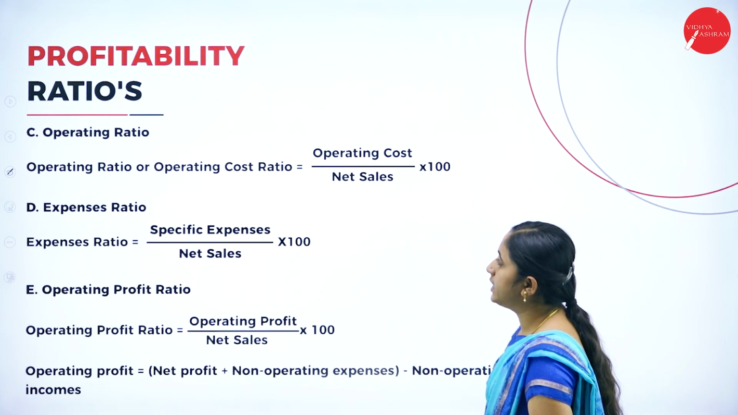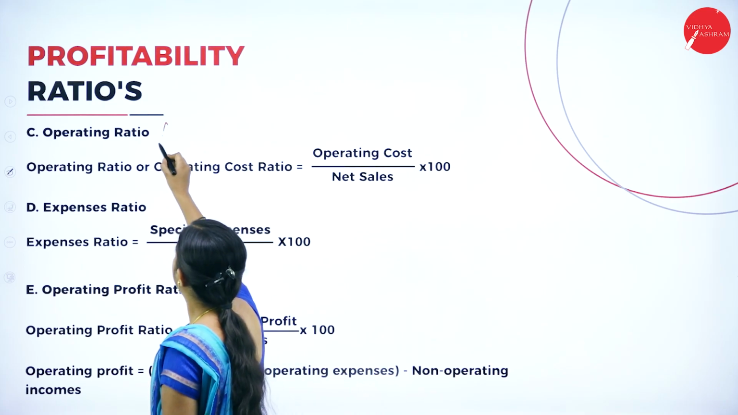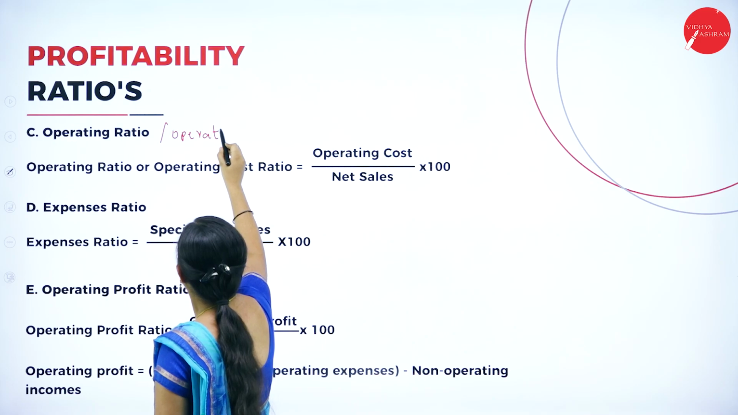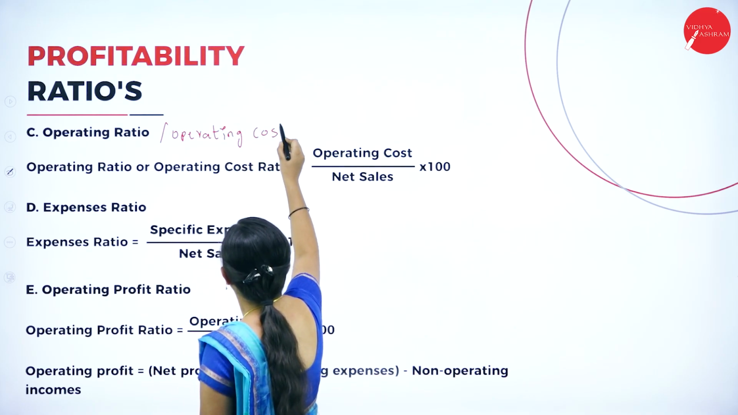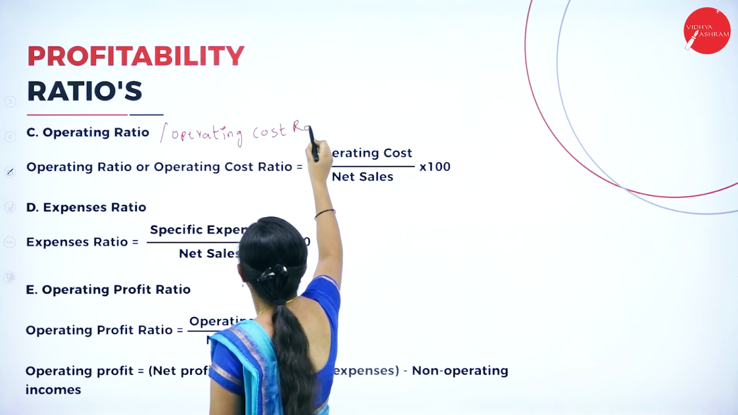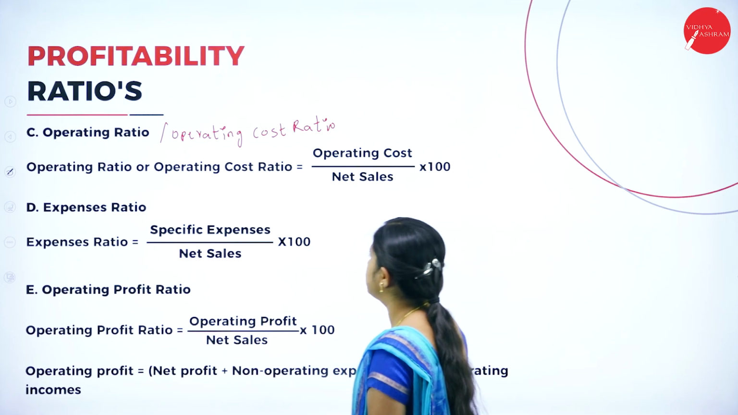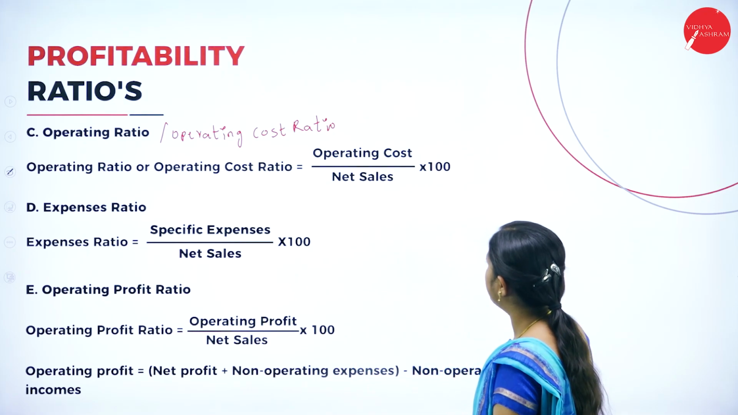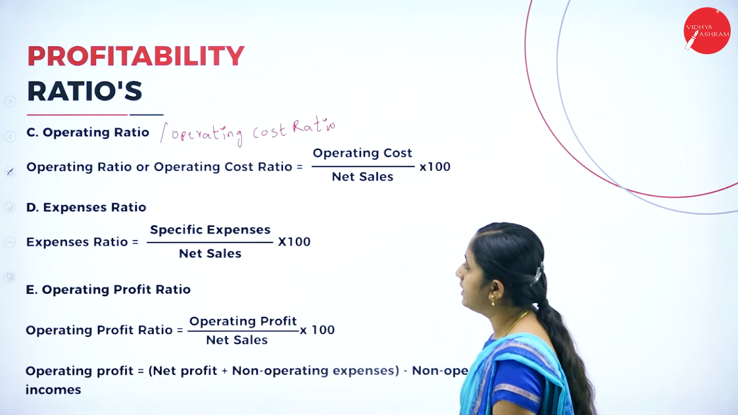Next one, operating ratio. Operating ratio can be called operating cost ratio. Operating cost ratio is equal to operating cost divided by net sales into 100.